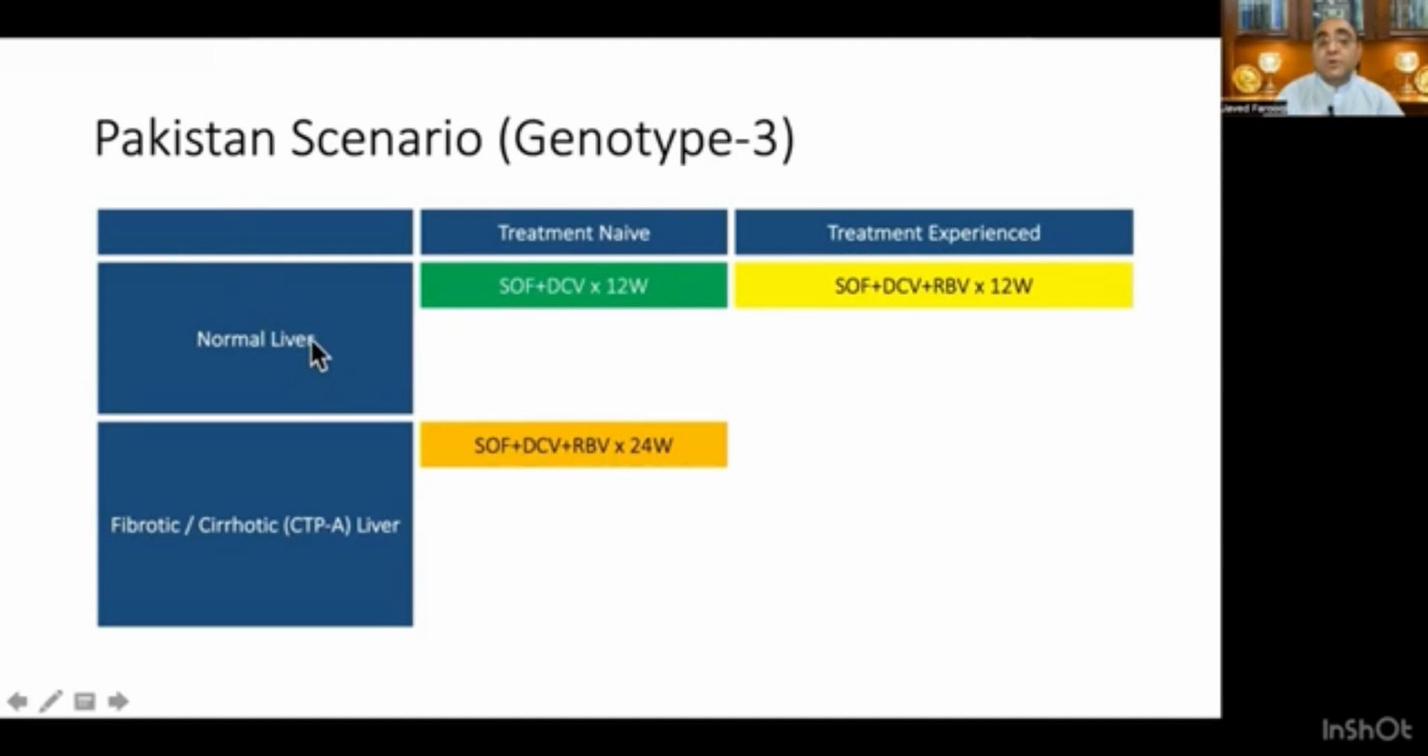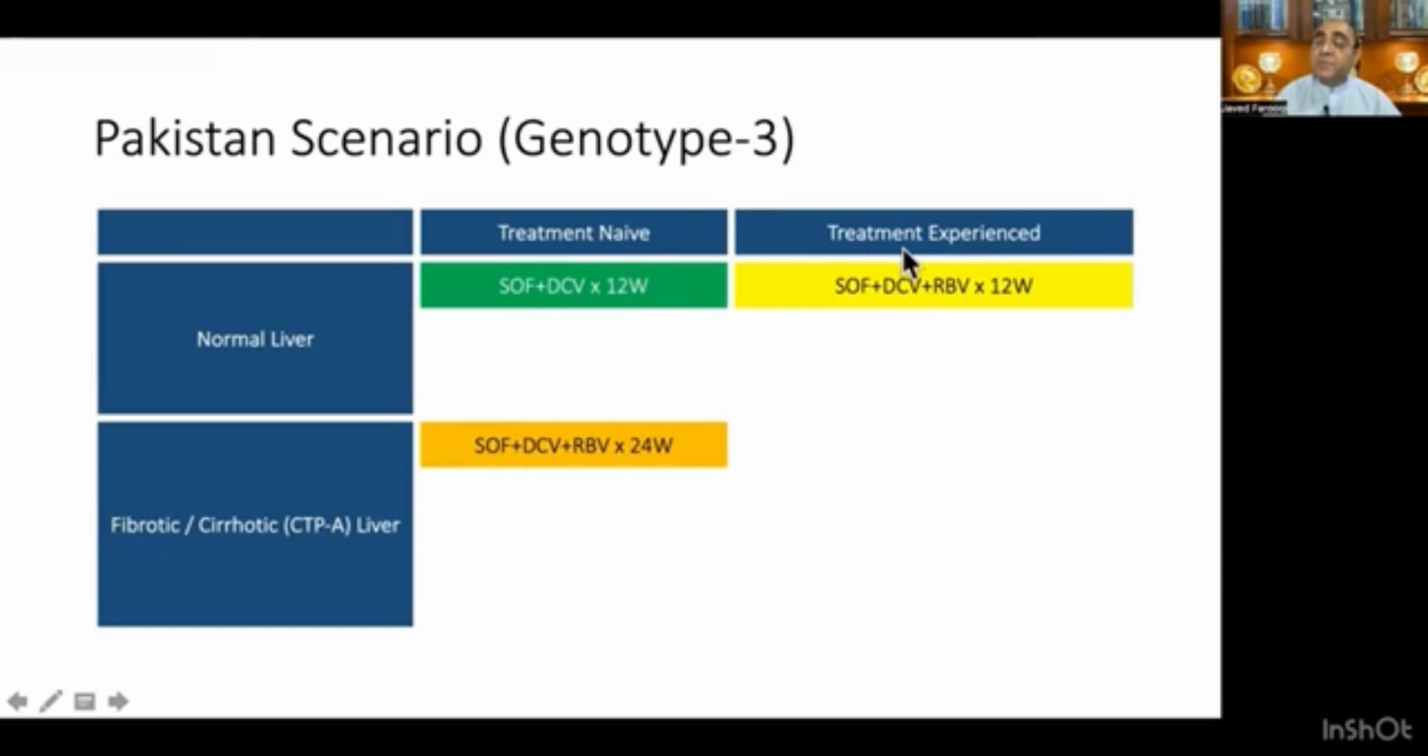If your patient's liver is normal, you check that with the APRI, FIB-4, ultrasound, and ideally, desirably, with the FibroScan. If the patient's liver is normal, the patient is treatment naive, no treatment was given, neither the interferon nor the early DAAs, and you are using sofosbuvir-daclatasvir, so this is the green group of patients, and you give sofosbuvir-daclatasvir for 12 weeks. So in this group, normal liver, treatment naive, sofosbuvir-daclatasvir for 12 weeks is sufficient, and it will give you more than 95% SVR rates.